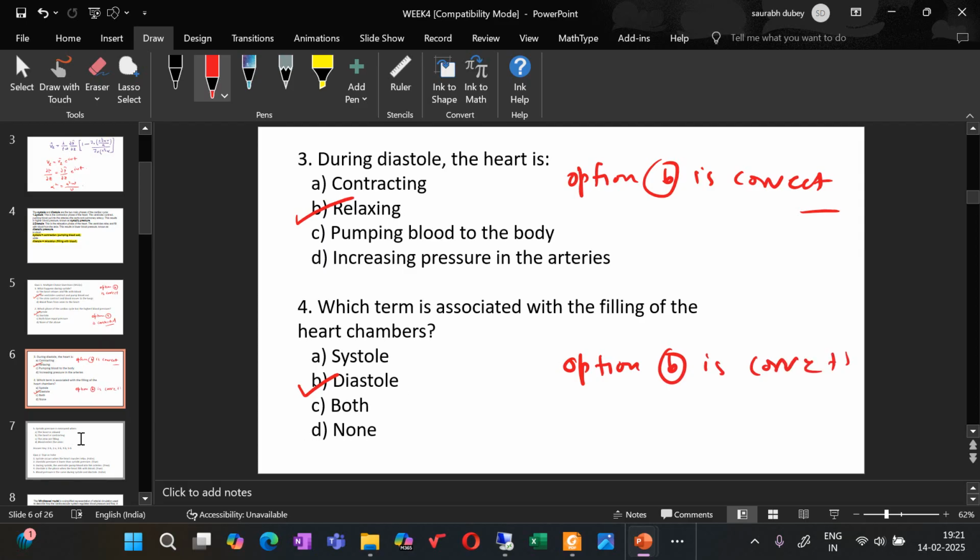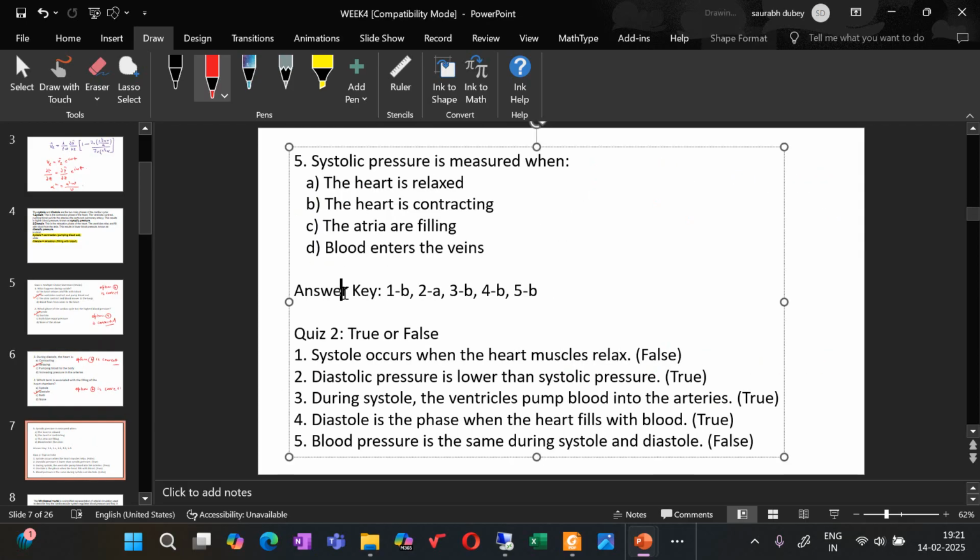And the next problem, let me just, okay, so you just see this problem. Actually the answer is also there. Systolic pressure is measured when the heart is relaxed, the heart is contracted, the atria are filling, or D, blood enters the vein. So even the answer is there. You just think based on the concept that we just learned.